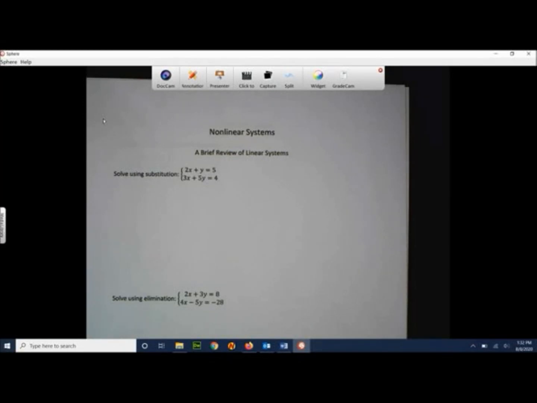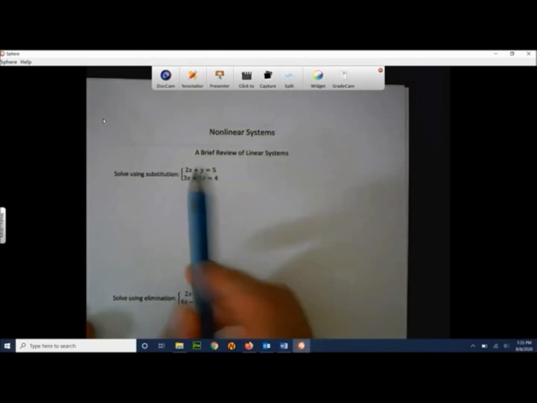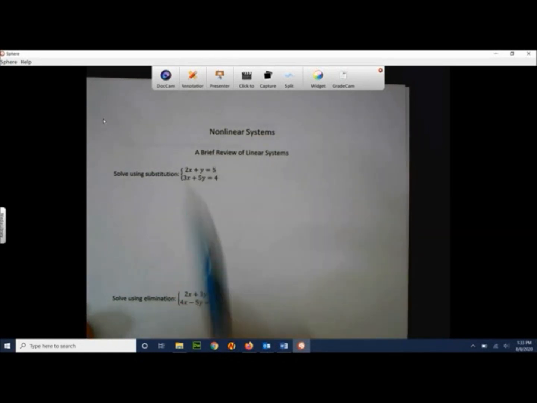In this section, we're going to talk about solving nonlinear systems of equations. But before we do that, I want to do a brief review of solving linear systems. There are two standard techniques that we use for solving linear systems. Now first, notice these are linear because there's no exponents on any of the variables here. That's what makes them linear.